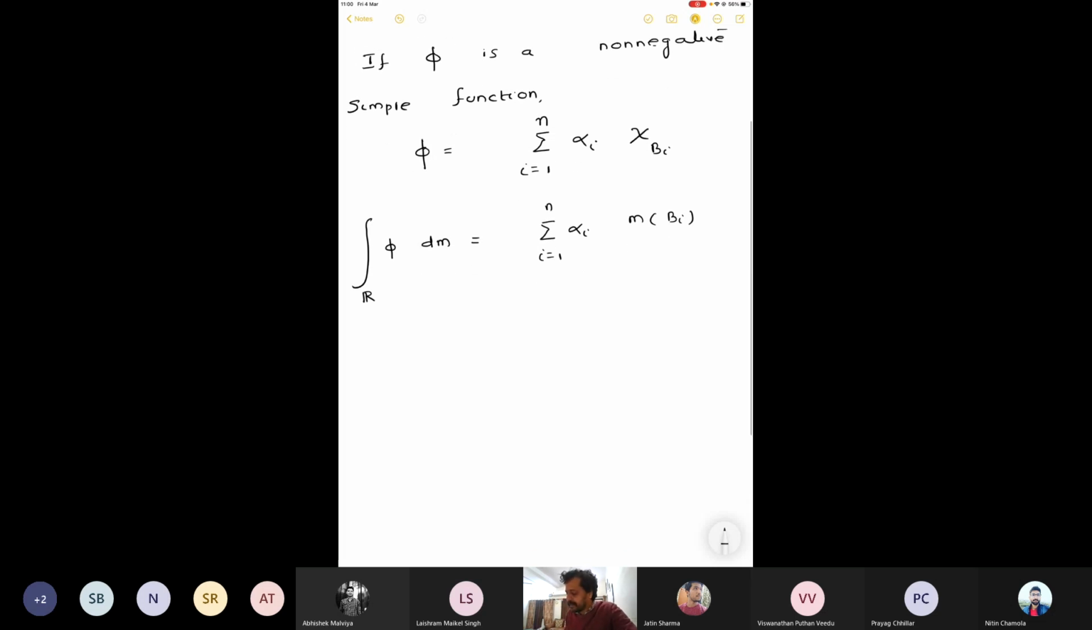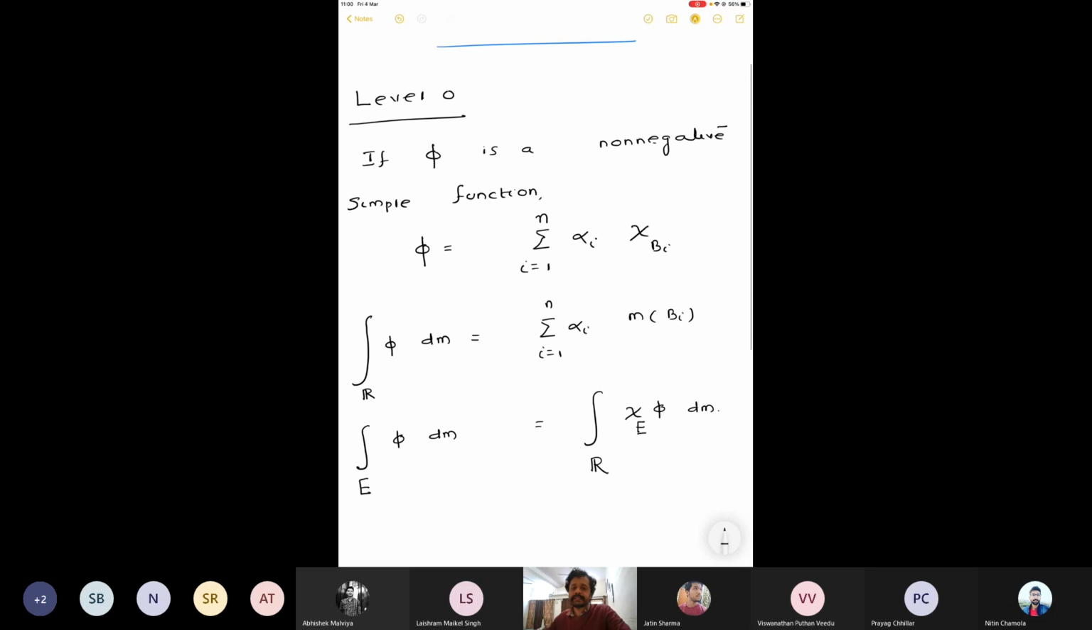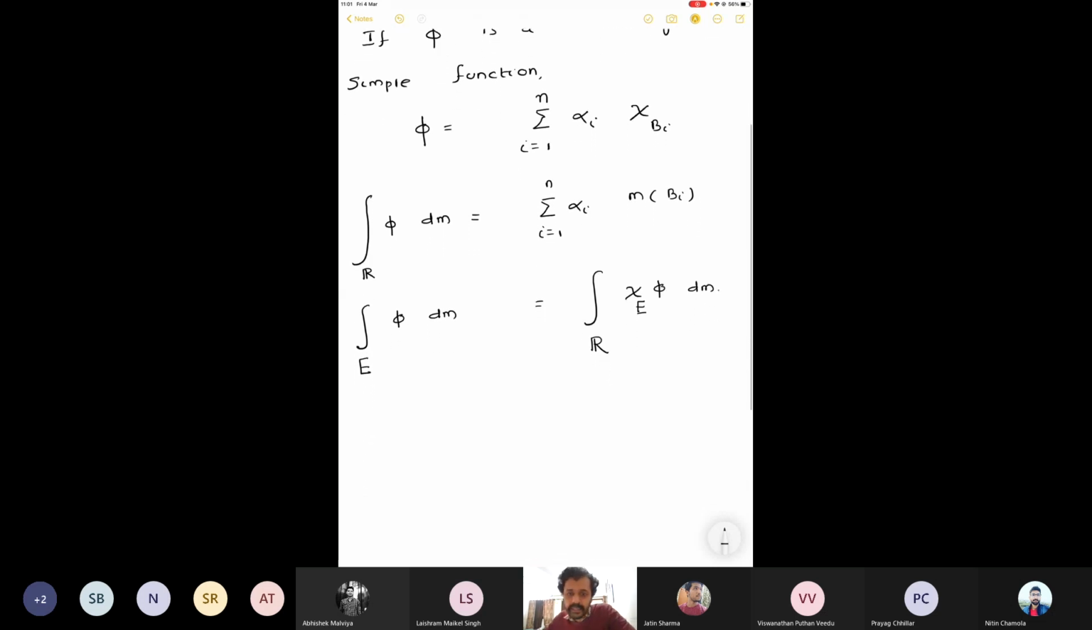And if you are interested only in the integral over a measurable set E, then we can define it using the integral over the entire R via the characteristic function. Note that the non-negativity restriction is imposed in order to avoid infinity minus infinity and so on. So if you are sure that the measure of each B i is finite, we don't mind even if phi takes negative values. Is that okay?